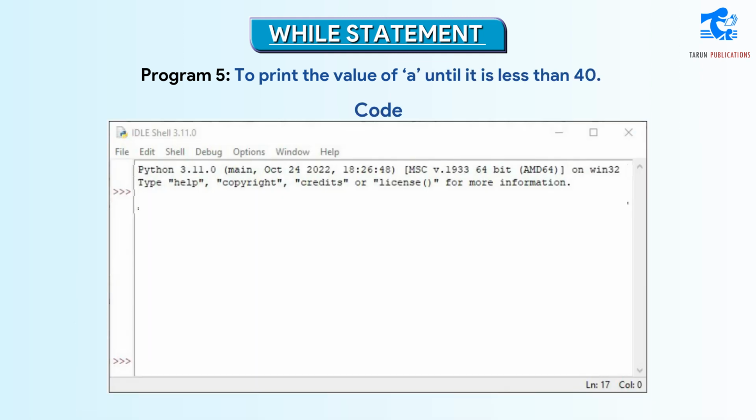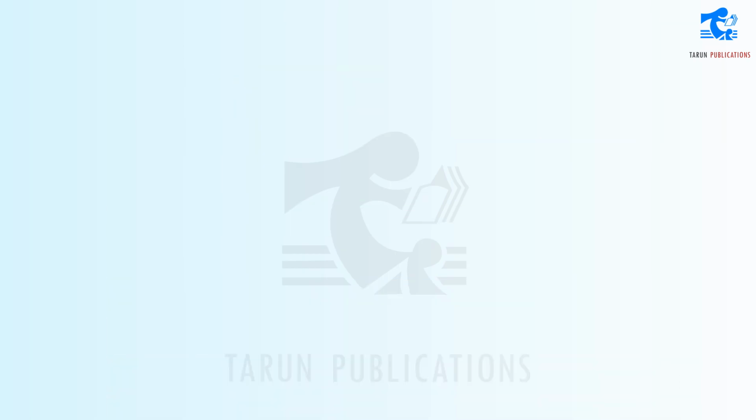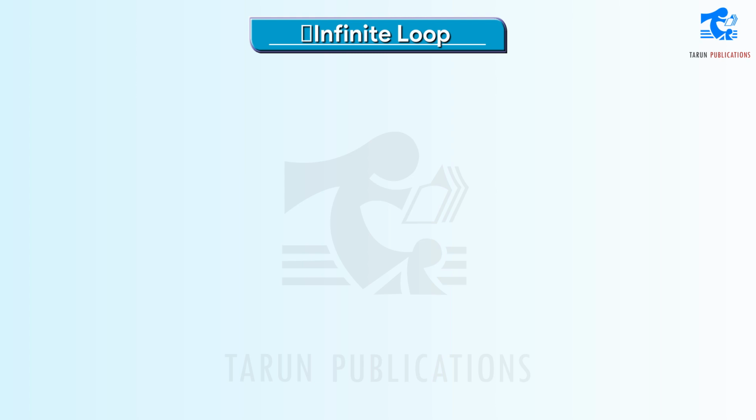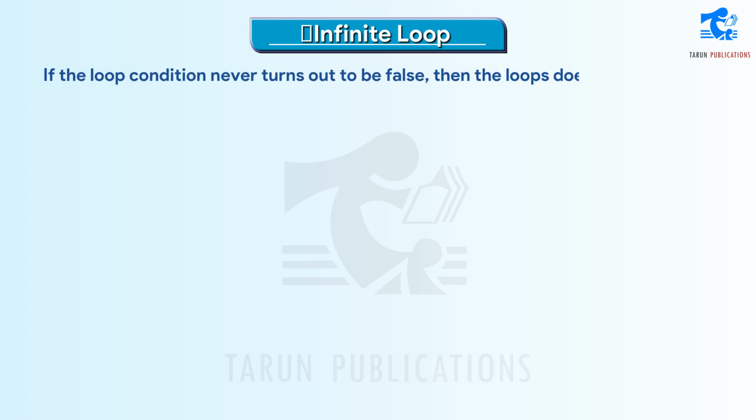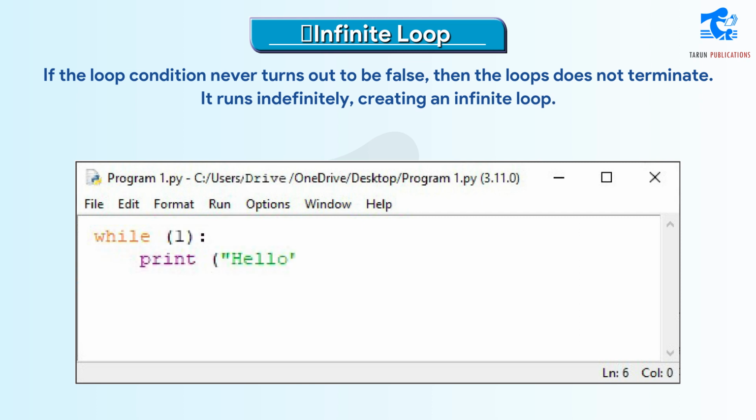Code. Output. Infinite loop. If the loop condition never turns out to be false, then the loop does not terminate. It runs indefinitely, creating an infinite loop.